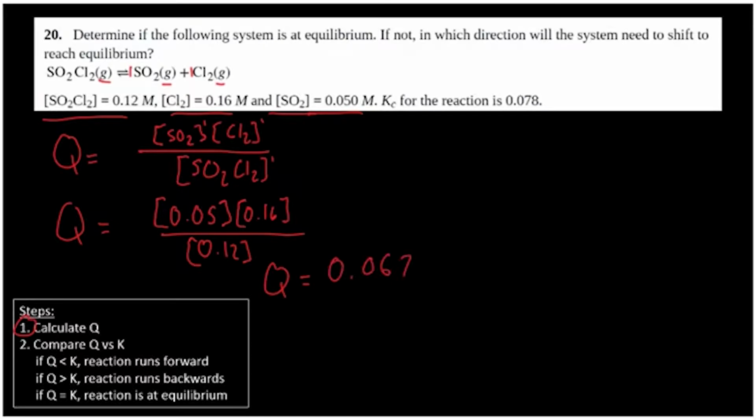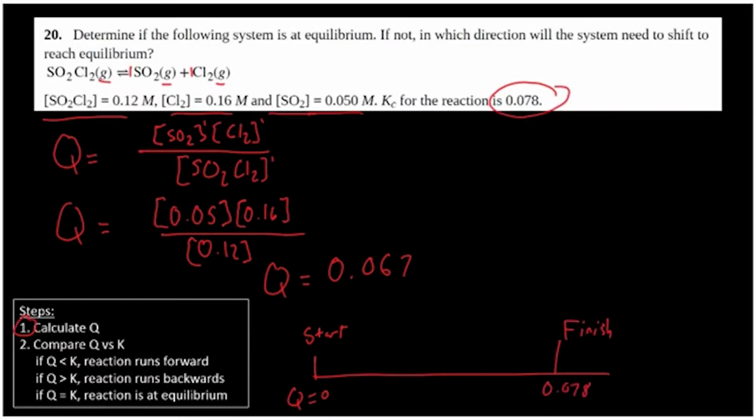So does that mean that our reaction needs to run forwards or backwards? Well, let's think about it once again in terms of our start and finish line. At our start line, we know Q would be 0. At our finish line, we know that Q is 0.078 because that's the value of the equilibrium constant. 0.078. Now we see with 0.067, we're about here. That number is smaller than 0.078. And that means we're going to need to run forward. So the question is, is it at equilibrium? No, it's not at equilibrium. Well, which direction does it need to run? It needs to make more products. It needs to run forward.